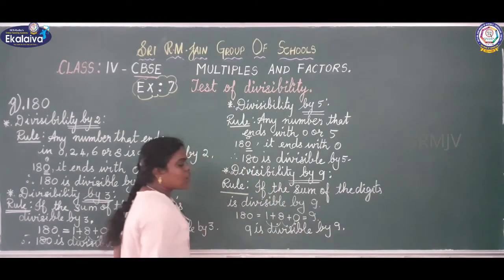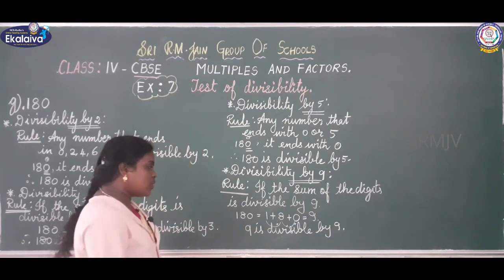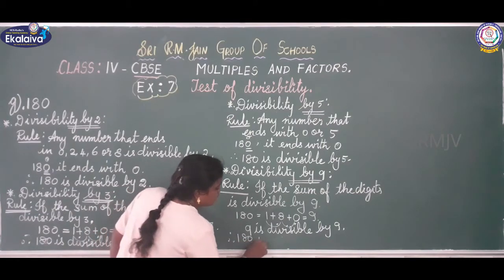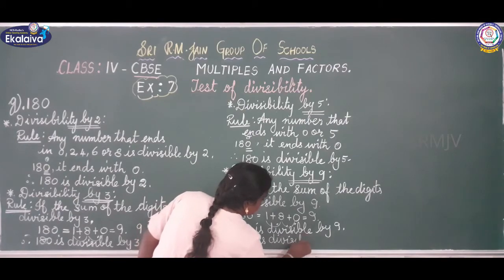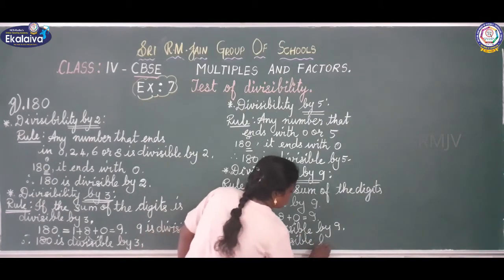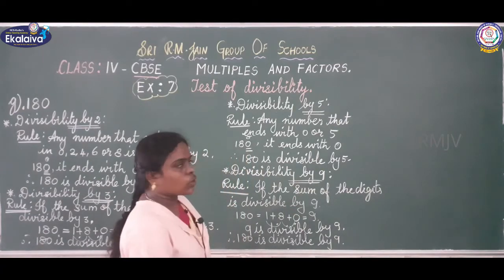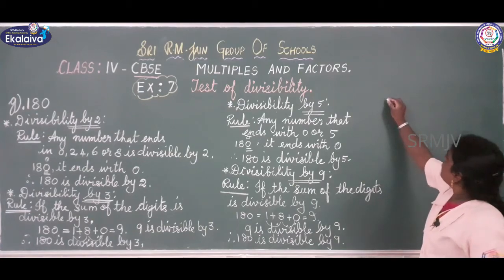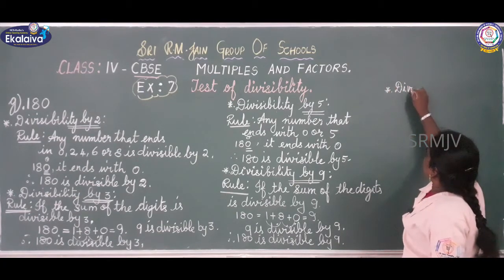Yes, if the sum of the digits is divisible by 9, the given number is also divisible by 9. Therefore, 180 is divisible by 9. Now, let us check for the rule 10. Divisibility by 10.